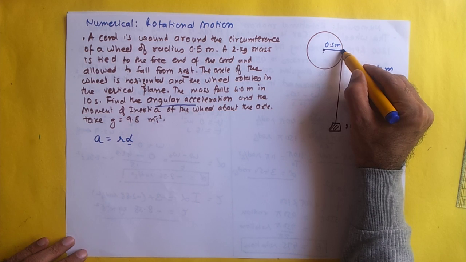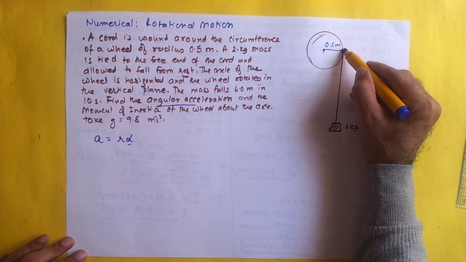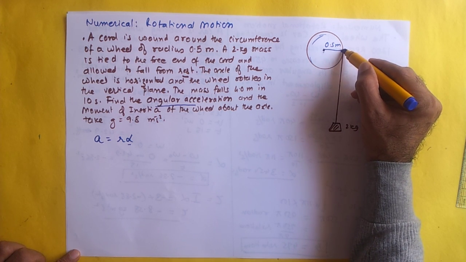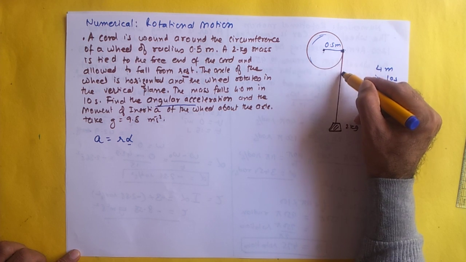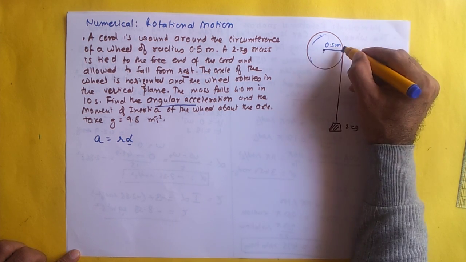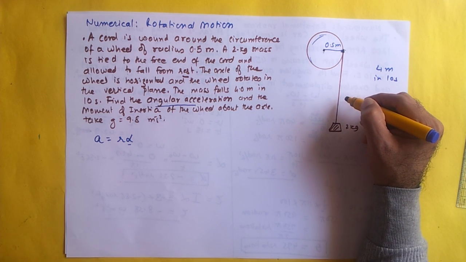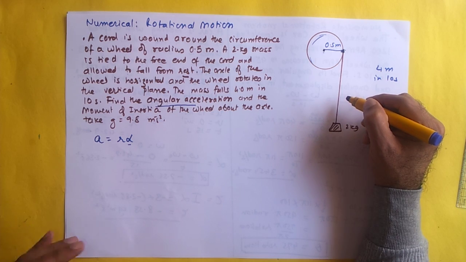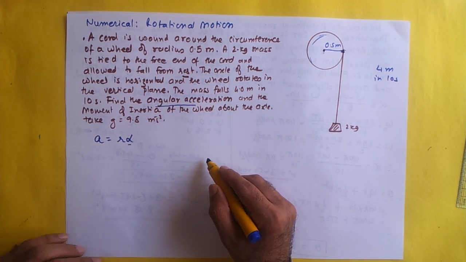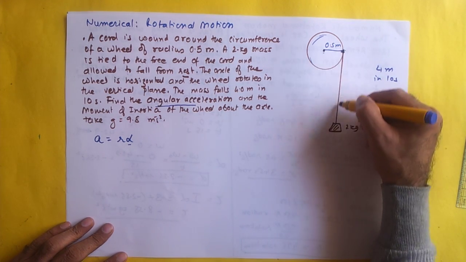What is the linear acceleration of this particular point of the wheel? The wheel is performing circular motion. The linear acceleration of this point of the wheel would be equal to the linear acceleration of this particular rope. This rope, when it falls down, is trying to take this point of the wheel downwards in a linear direction. That would be its linear acceleration. And if I divide it by R, I would get the angular acceleration. So I'll try to find out the linear acceleration of this particular rope.